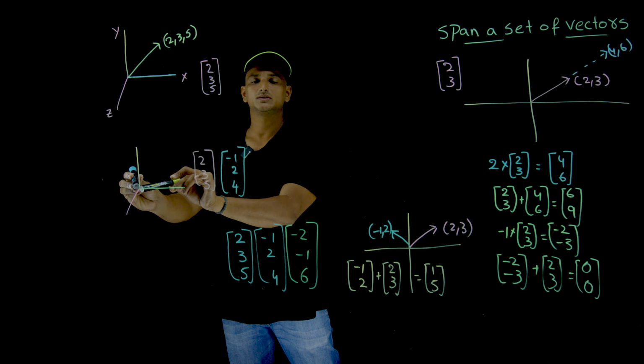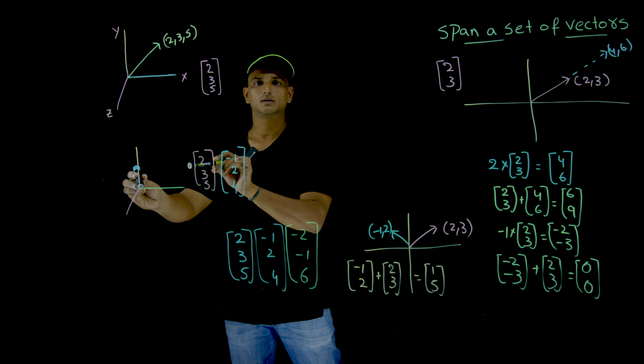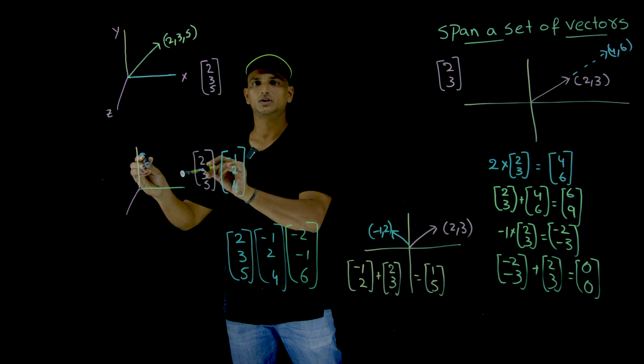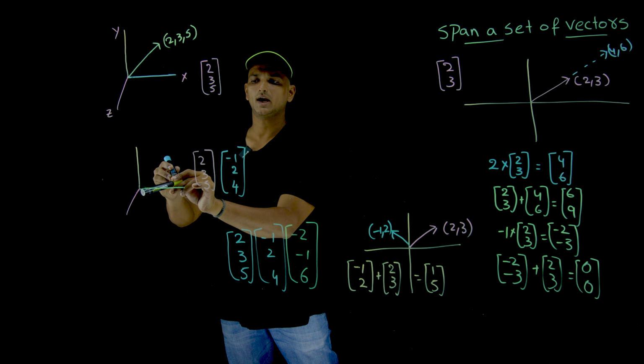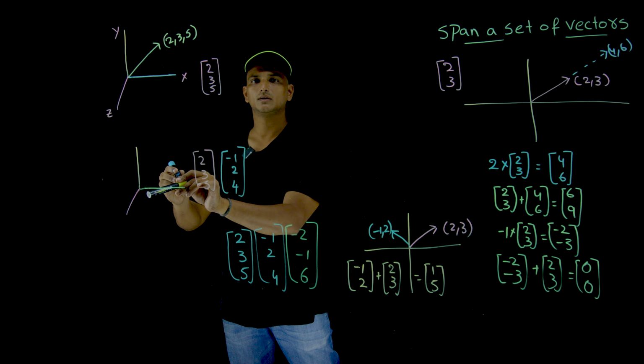By multiplying this 2, 3, 5 with a scalar, you can move in this direction. By multiplying this -1, 2, 4, you are able to move in this direction. By adding these two, you get up to here. This is what adding means. You can move in this direction.